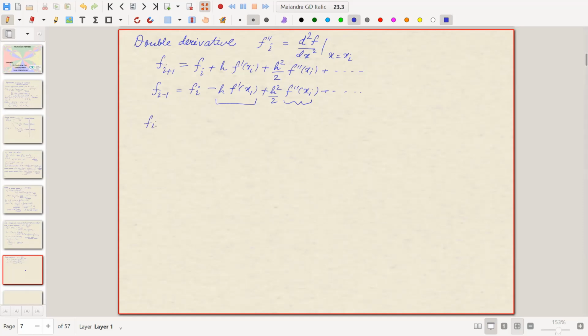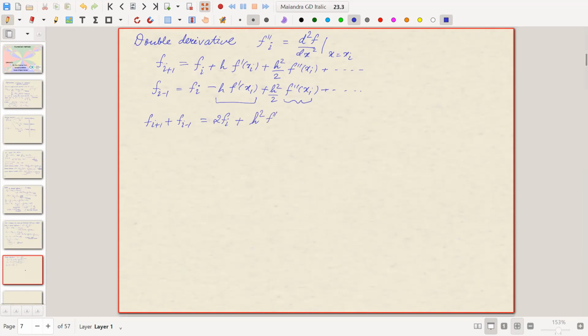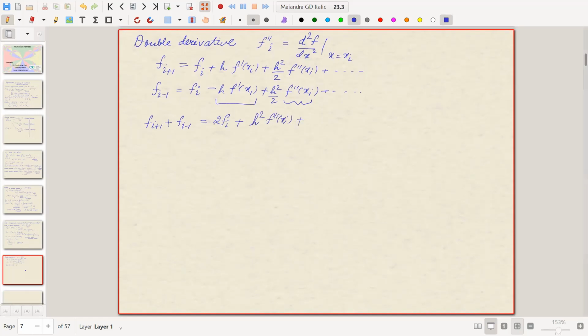So what we will do is f(i+1) plus f(i-1). If you add the two of the above quantities, what you will get is 2 f of i. This term cancels, then this term gets added: h square f double dash of xi, plus order of h cube. Now can you see that so easily we came to this formula? What you have to do is divide by h square, because there is this coefficient here.